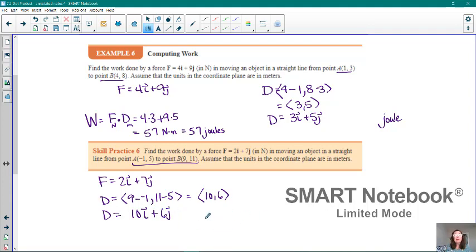Work is the dot product of those two, so work is equal to the dot product of the force vector and the displacement vector. So we have 2 times 10 plus 7 times 6, 20 plus 42, 62 newton meters, or 62 joules.